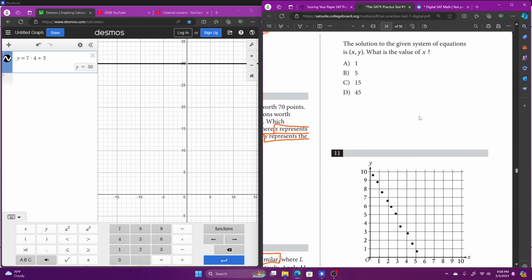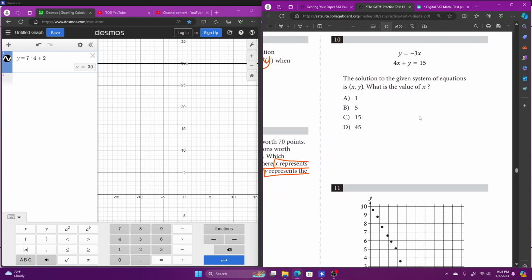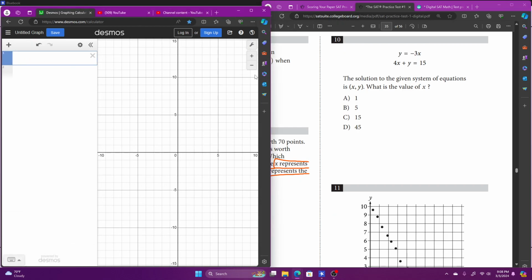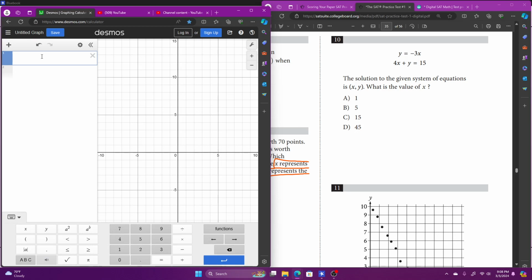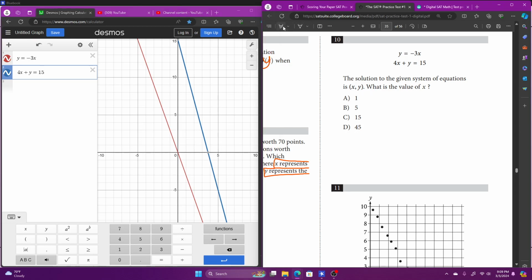And scrolling up here to question number 10. It says the solution to the given system of equations is x, y. What is the value of x? So if we take this here and just copy it in just as is, y equals negative 3x and 4x plus y equals 15. The solution to a system of equations, right?